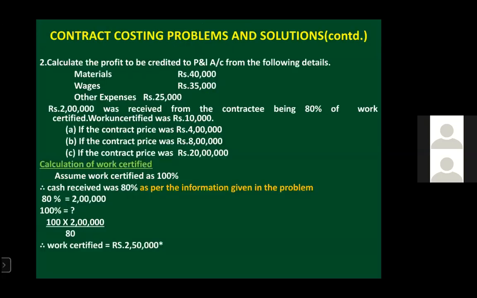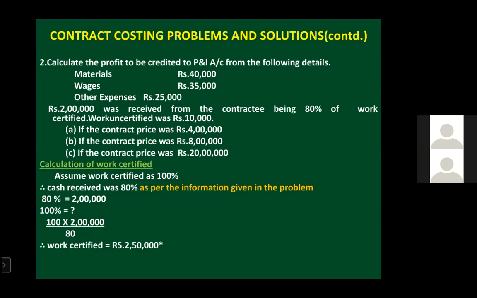Next, the second problem in my slide is: calculate the profit to be credited to P&L account from the following details. Materials is given, wages is given, other expenses. Then rupees 2 lakhs was received from the contractee, being 80% of the work certified. 2 lakhs in this sense is what? That is cash received, which is 80% of the work certified. Work uncertified is given as 10,000.